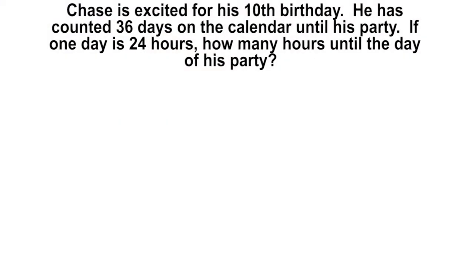In order to find the answer, we need to multiply the days, 36, by the hours in each day, 24. This leaves us with a two-digit by two-digit multiplication equation. Thanks to the commutative property of multiplication, it does not matter which order we choose to multiply the digits. We can solve this multiplication problem a few different ways.